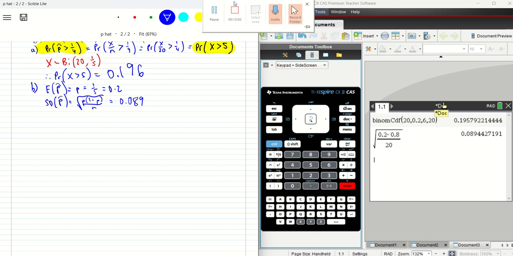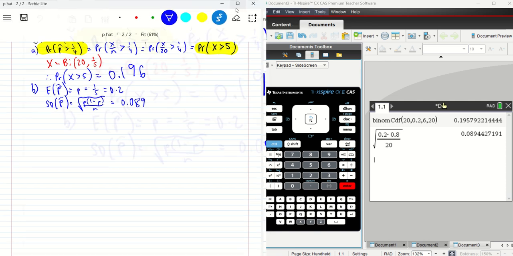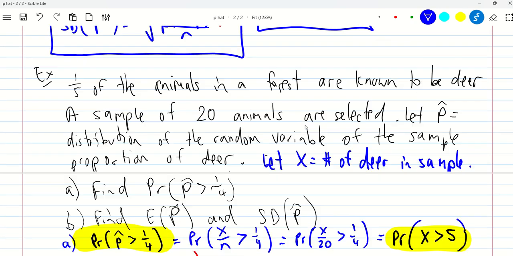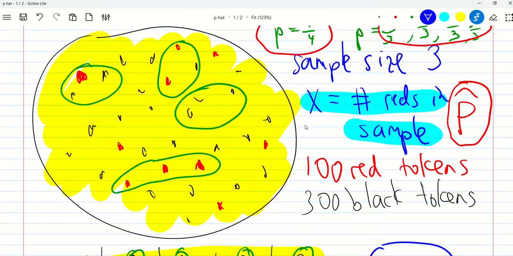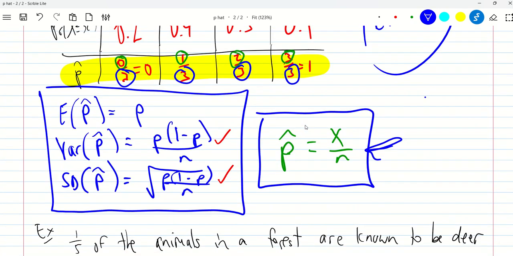Okay, so hopefully that makes sense, and hopefully you understand what that sample proportion is, what it represents. If you get it, then you're sweet. But really, all you've got to remember is to change your p hat to x over n, and then calculate binomials with the distribution that you get.